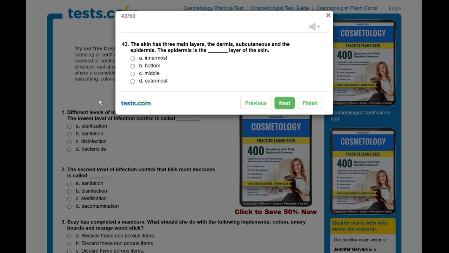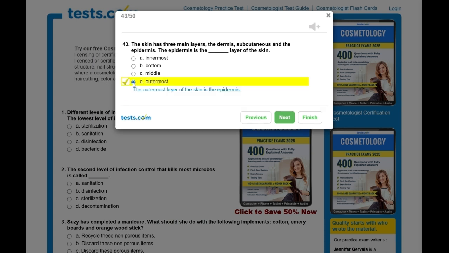Question 43. The skin has 3 main layers: the dermis, subcutaneous, and the epidermis. The epidermis is the blank layer of the skin. A. Innermost. B. Bottom. C. Middle. D. Outermost. The outermost layer of the skin is the epidermis.